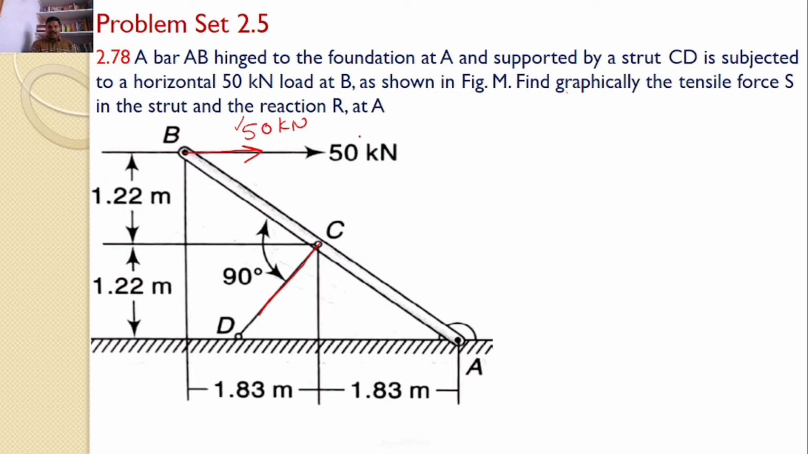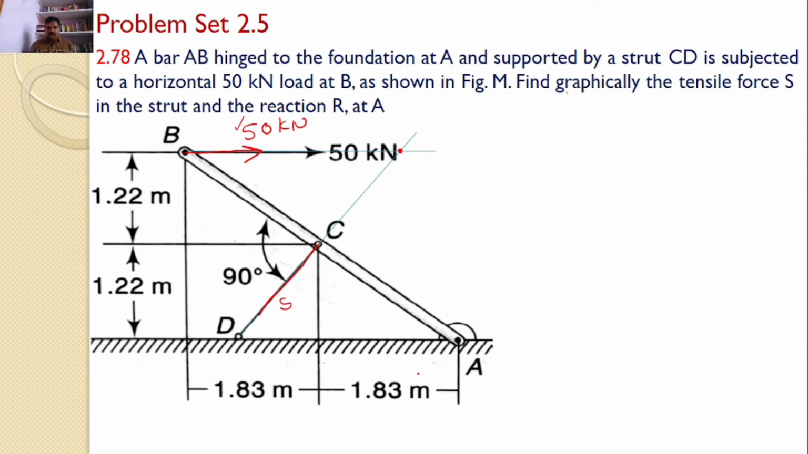Now, first I will draw the line of action of the 50 kilonewtons because I know the line of action for 50 kilonewtons. This is horizontal, so this is the line of action of 50 kilonewtons. I can also draw the line of action for the force in the strut CD, because this is the line of action, I can extend. These two are intersecting at a particular point.